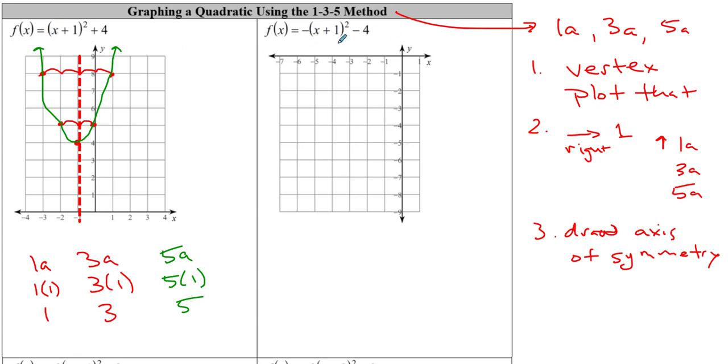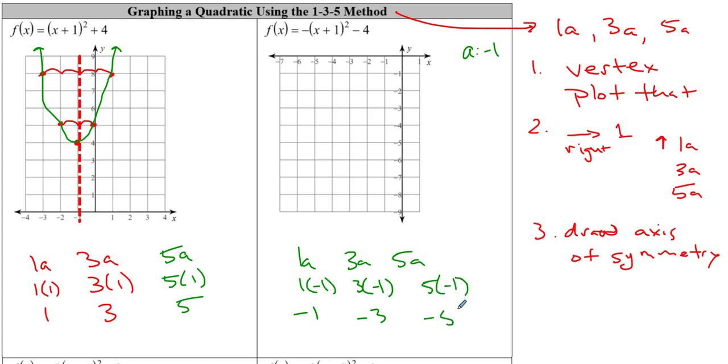If we look at this example, what is our A value? Here, our A value is -1. So let's find our 1A, 3A, and 5A values. So we got 1 times -1, that's going to be -1. 3 times -1 is going to be -3. And 5 times -1 is going to be -5. So remember, it's always this right one, and then your 1A, 3A, 5A. But in our case, instead of going up, we are going down because we have this negative.